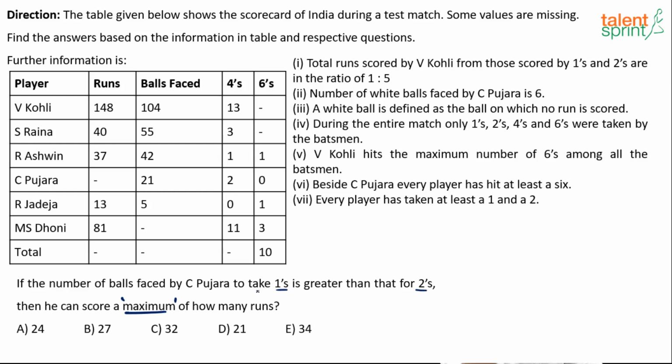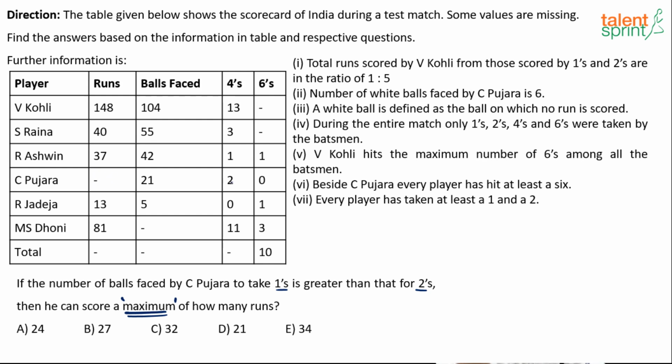So what do we know? The number of balls faced by Pujara to take ones is more than the number of balls taken by Pujara to score twos. Then he can score a maximum of how many runs? Pujara can score a maximum of how many runs? So basically we have to find out the missing value here, this missing value.